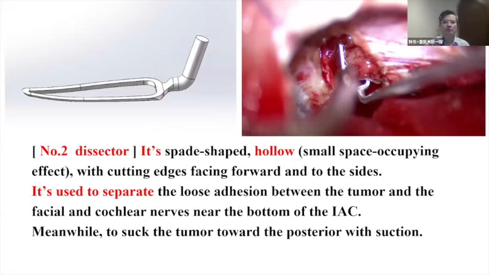This is the number two detector. It's hollow. It's used to separate the loose adhesion between the tumor and the facial and cochlear nerve near the bottom of IAC. Meanwhile, to suck the tumor posteriorly with suction.